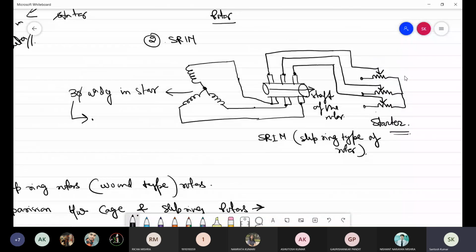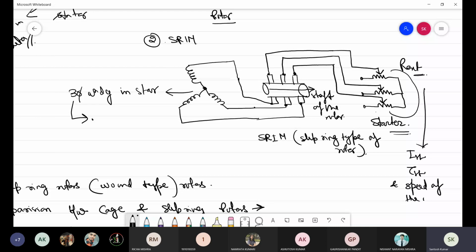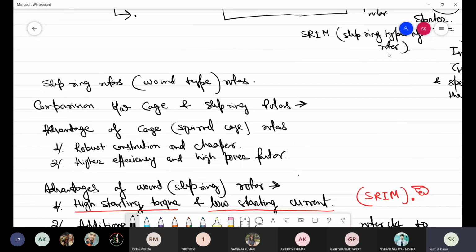This is the external resistance which we can connect in the rotor circuit, R external, and hence we can control the starting current as well as the starting torque as well as speed of the motor. These merits or advantages are not with us in case of squirrel cage induction motor. So this much we have studied.